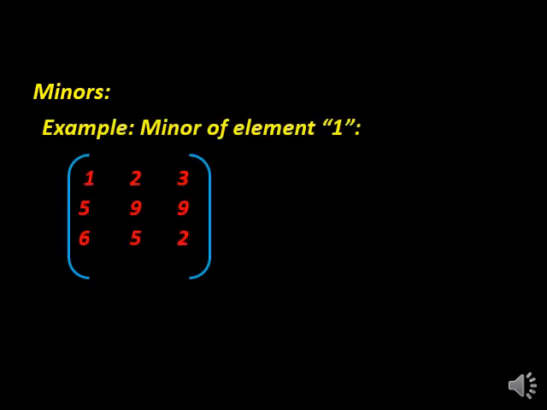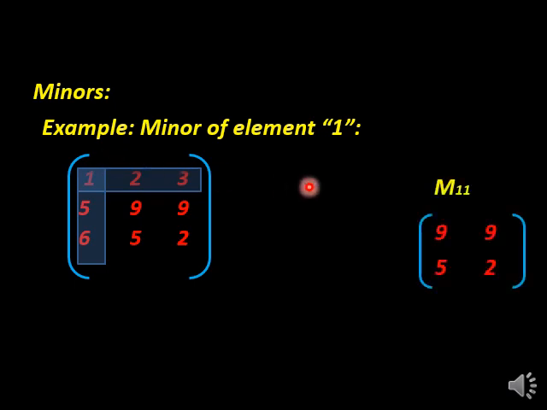The minor can be calculated from a square matrix. Suppose we have this matrix A, and we want to determine the minor of element 1. The minor of element 1 may be determined by identifying the row containing that element, identifying also the column containing that element, and then we remove that row and column. The remaining matrix has these elements: 9, 9, 5, 2. The determinant of this new matrix is called the minor of that element. So the minor of the element on row 1, column 1 is the determinant of this final matrix.